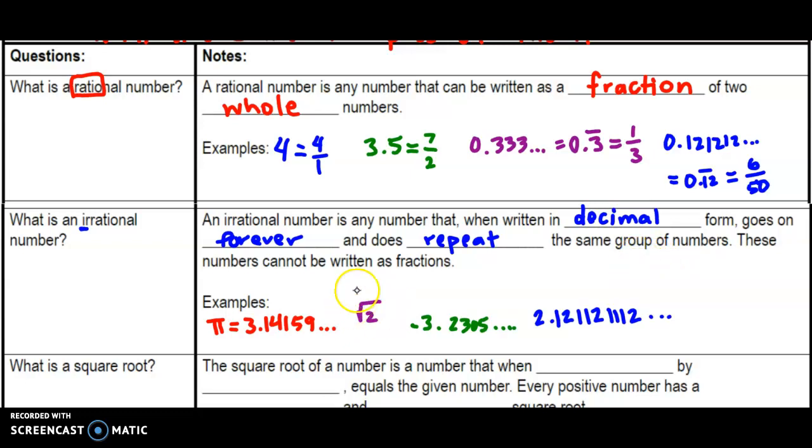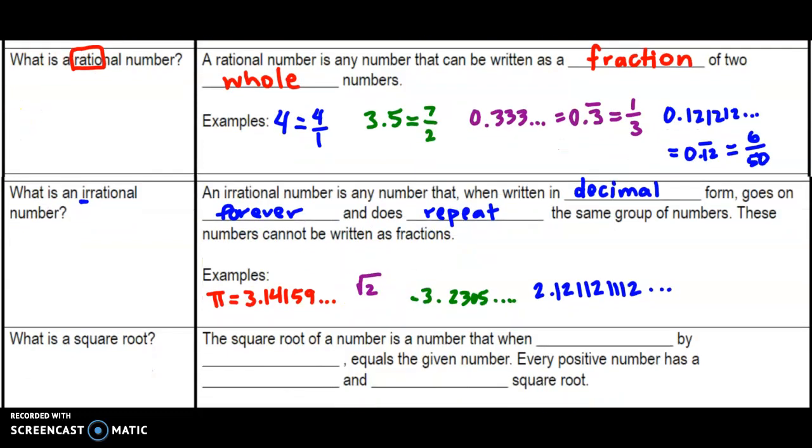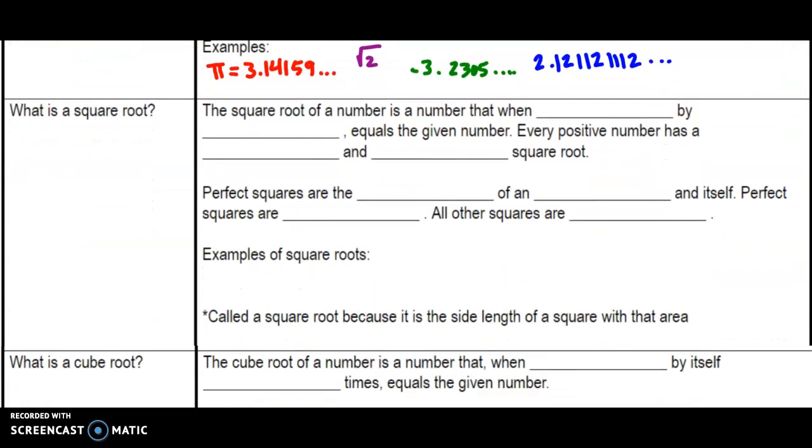So that square root that I was talking about, that's the next question. What is a square root? A square root is when you have a number that, when multiplied by itself, equals the given number. And every positive number has a positive and negative square root.